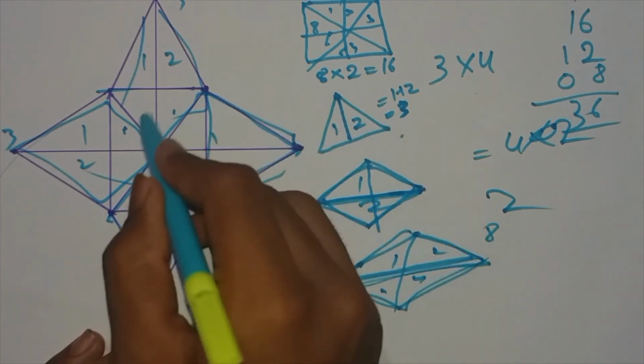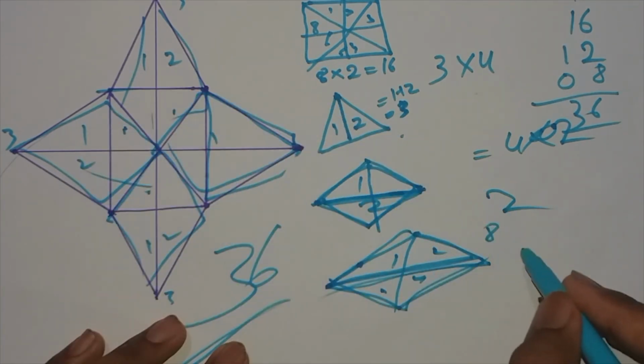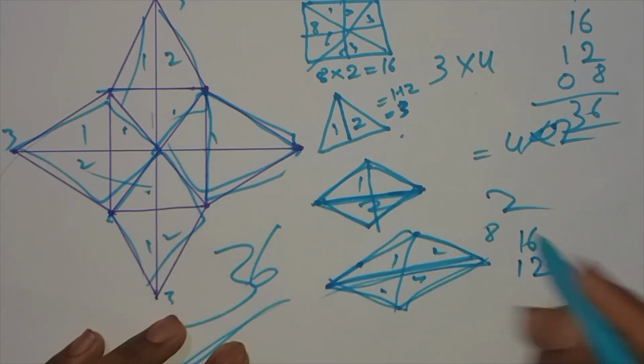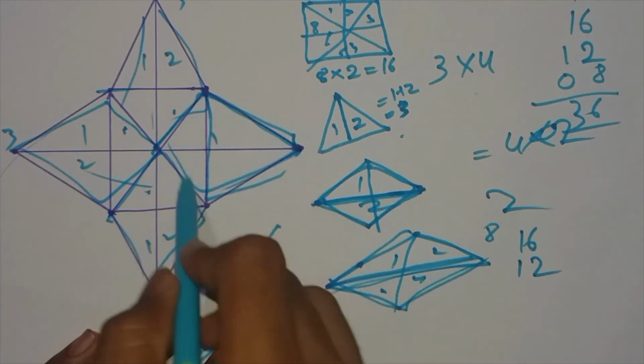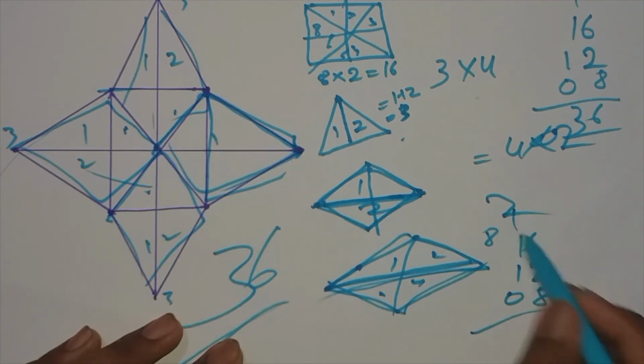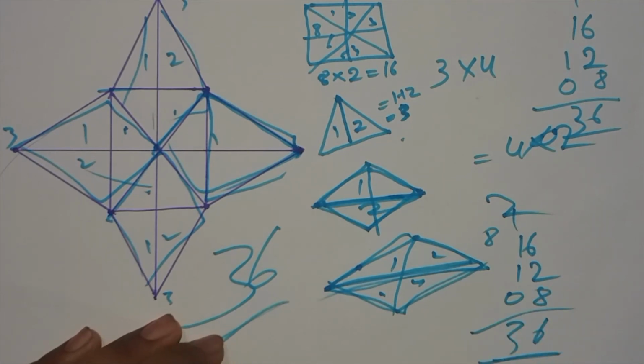So we have calculated for the square type, it came as 16. For this cone type it came as 12. For these bigger triangles it came as 8. So add it, 8 plus 12 plus 16. So there are 36 triangles in this.